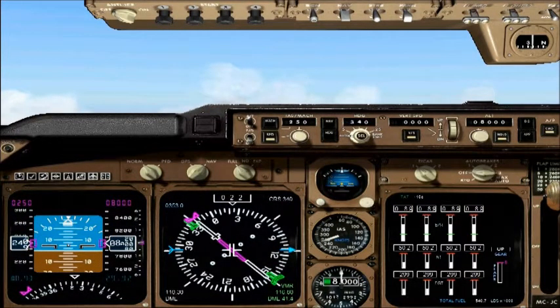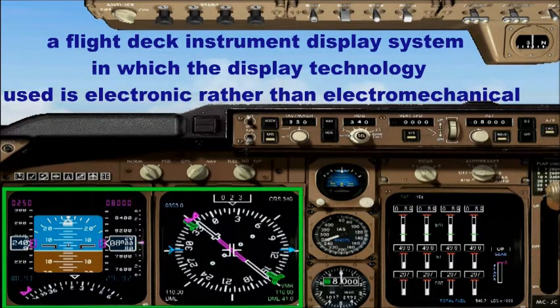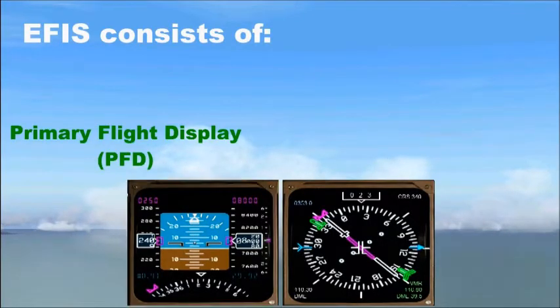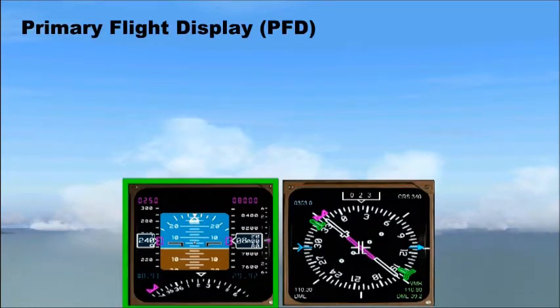Today, we are going to introduce what the Electronic Flight Instrument System, EFIS, is about. Basically, EFIS is a flight deck instrument display system in which the display technology used is electronic rather than electromechanical. It consists of the primary flight display (PFD) and the navigation display (ND). The PFD consists of 6 important basic flight instruments.